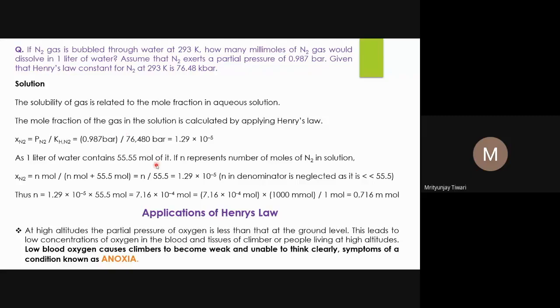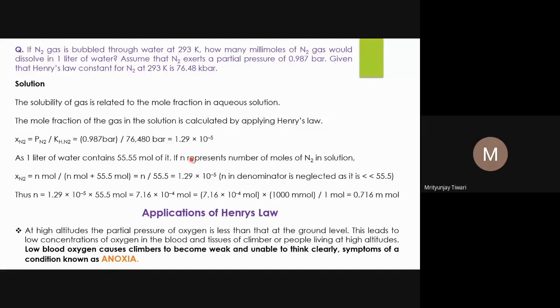Once we know the mass of water, we also know the molecular mass of water, which is 18: 2 from 2 hydrogen and 16 from oxygen. So 2 plus 16 is 18. So the number of moles of water we can also calculate. How we calculate it is the mass of a particular substance divided by the molecular weight of that substance. For water it is 1000 gram divided by 18 gram molar mass of water, and 1000 divided by 18 is 55.5 moles of water in 1 liter of water.